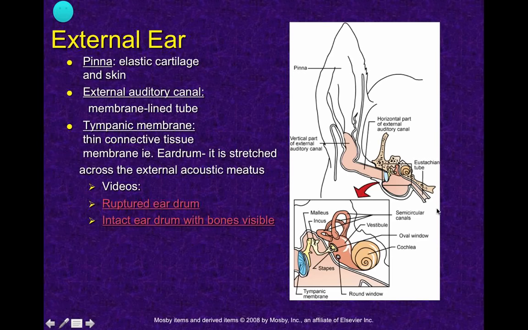And then the intact eardrum is really important to note, and also note the malleus. So when you're looking at the intact eardrum video, note the malleus, okay? Because that is the bone of the ear that is visible when you're looking at the eardrum.